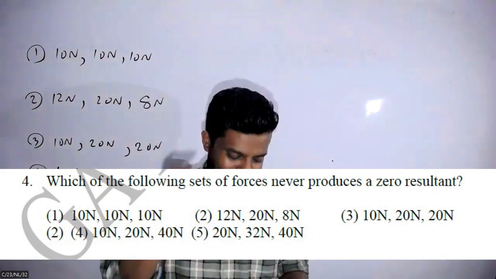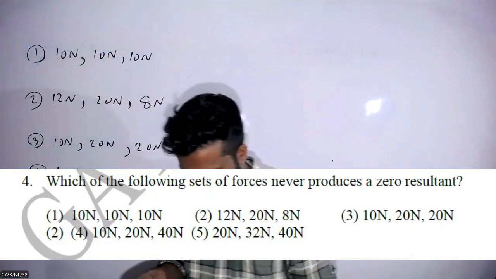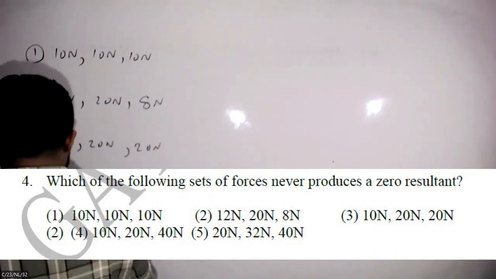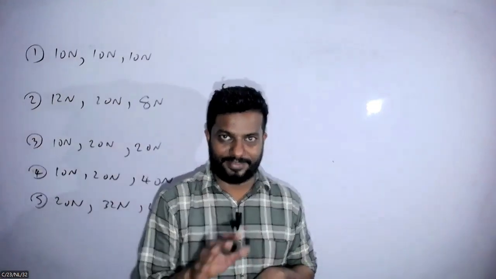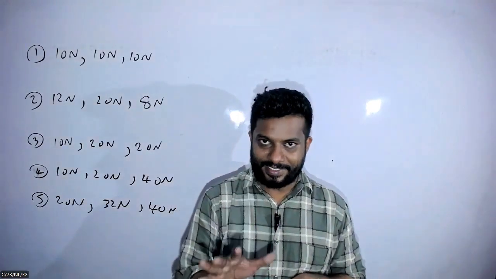Right, let's see question number 4. Which of the following sets of forces never produce a zero resultant? Right, today the related theory point we have discussed in our theory class. Right, let's see the answer.